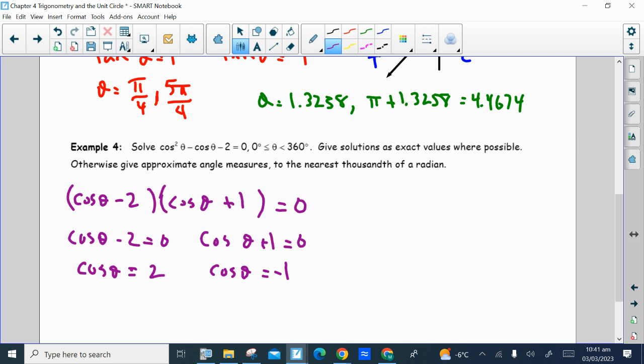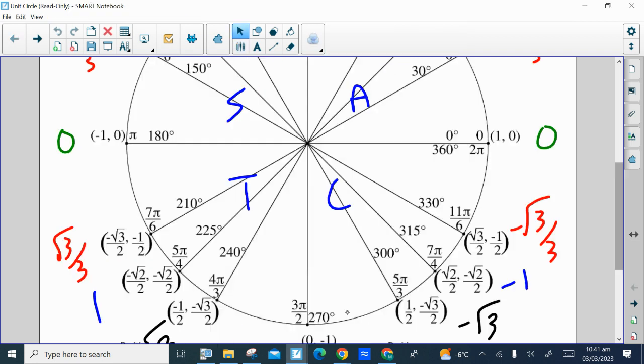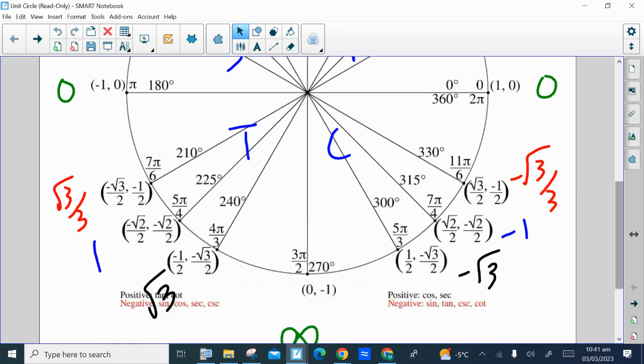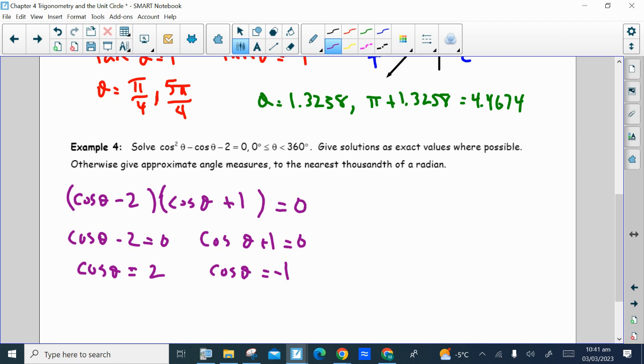Now there is a spot on the unit circle where the cosine of theta equals -1. Remember, cosine is the x value, and it equals -1 right here at 180 degrees. That is the only place on the unit circle where the cosine of theta equals -1. When theta is 180 degrees, which we're going to use because our domain is in degrees.